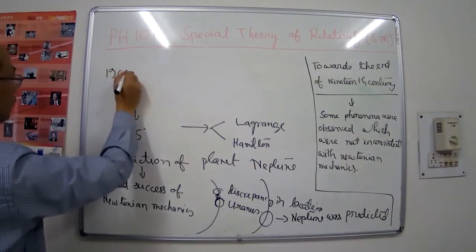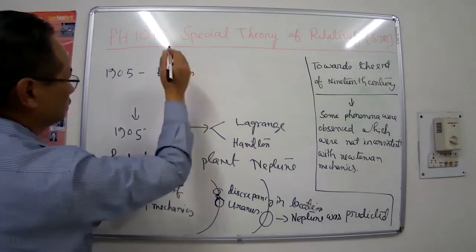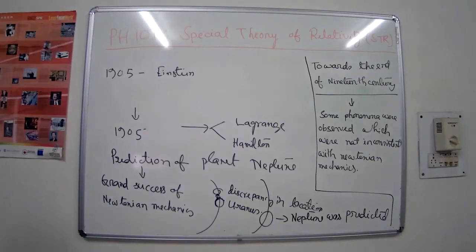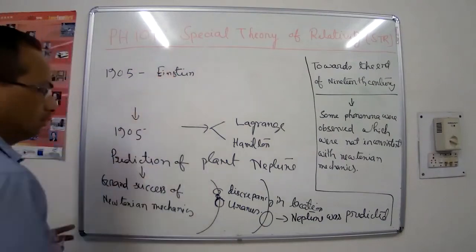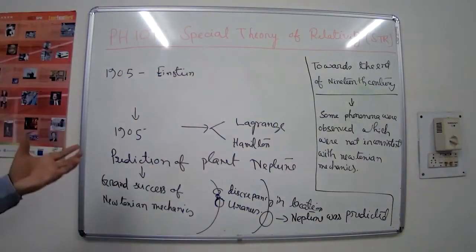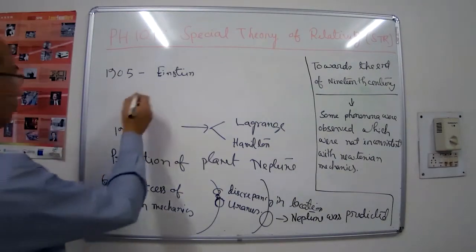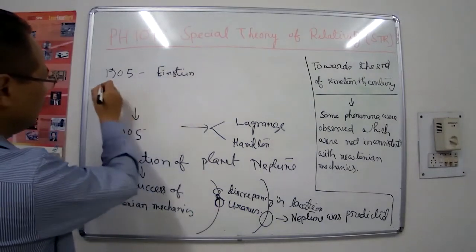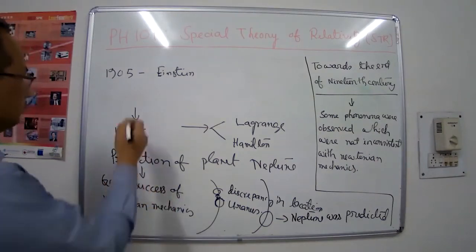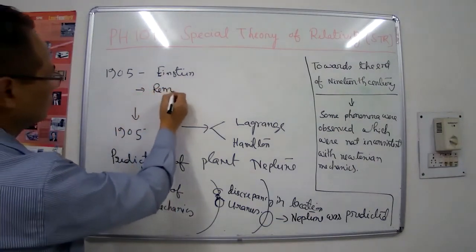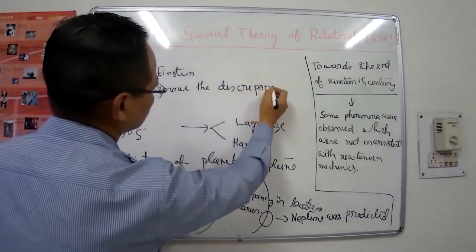Einstein in 1905. Of course, he was supported by his fellow scientists, some of the previous scientists. Whatever Einstein predicted is also supported by the work of his predecessors. And in 1905, Einstein was able to explain or remove these discrepancies.